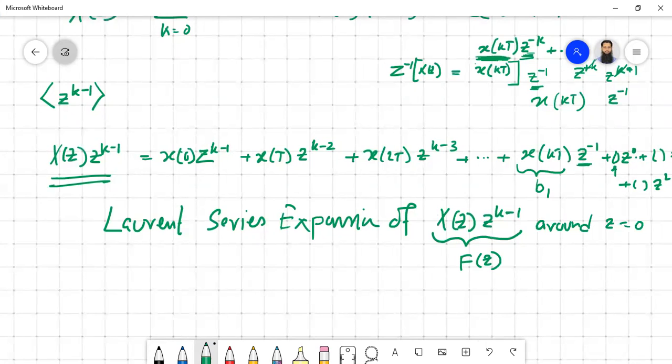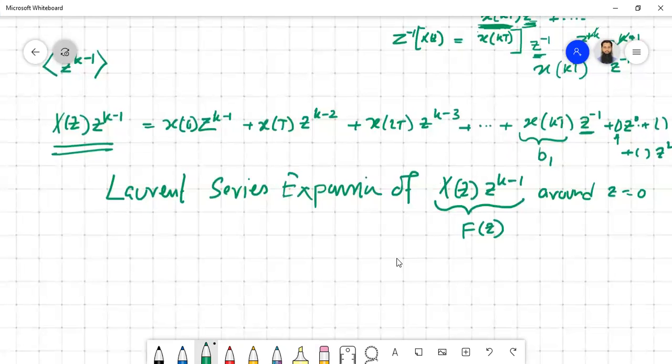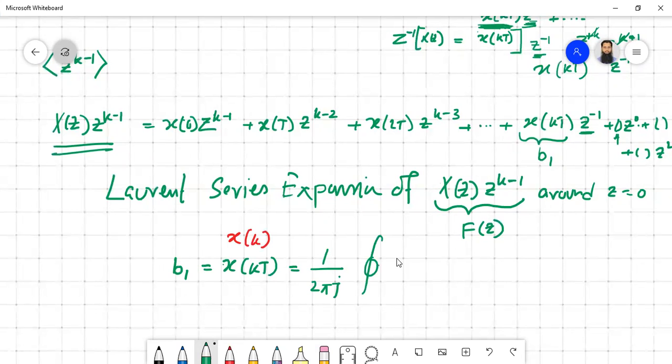So we can say that our function x(t), or x(kT), is basically, b1 is the residue equal to the coefficient here. You can also have your number sequence, in that case you can say x(k) as well, same thing. So x(kT) equals 1 by 2 pi j, the counterclockwise integral over C of f(z) dz.